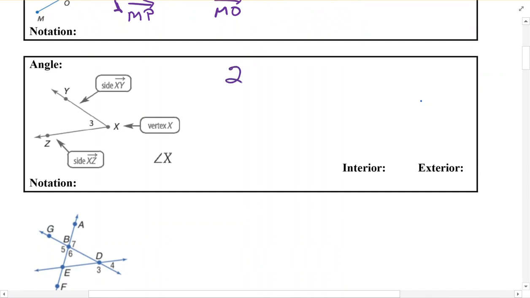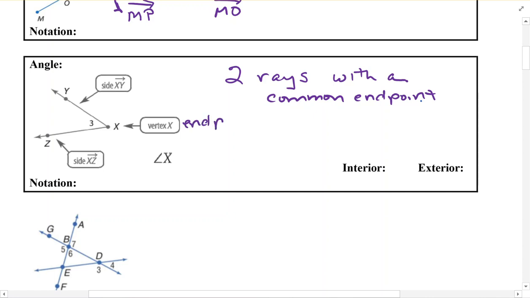An angle is two rays with a common endpoint. The endpoint is called the vertex, and the sides start with the endpoint and go in a direction. So I could call this side ray XY, or I could just call it the segment XY, and this could be the segment XZ.